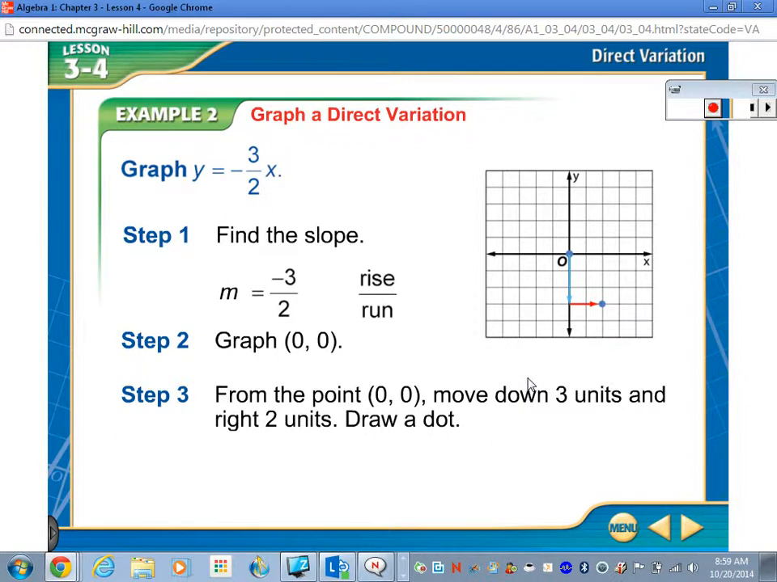So then you draw that second dot. Once you come down from the origin, go down and to the right, and you draw that second dot. Then all you do is draw a line connecting them, and you're there, okay? So let's go on and do another one. And there you go. There's your line.